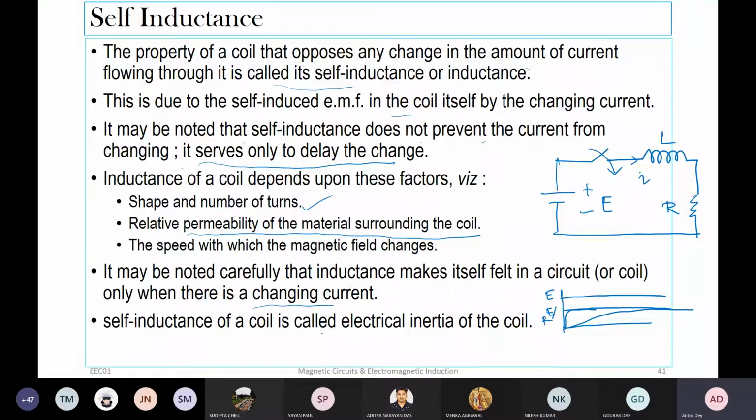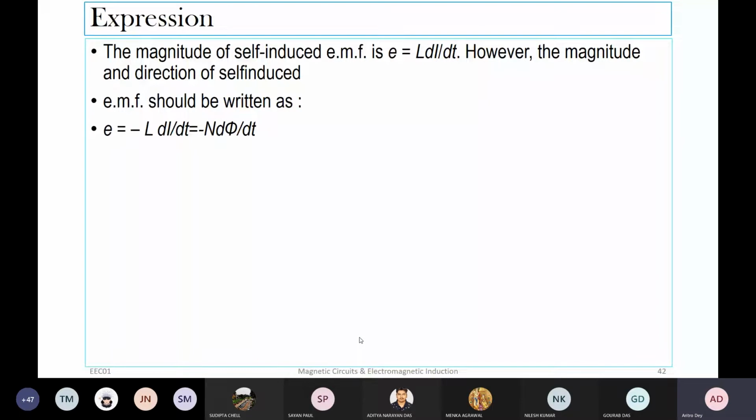Self-inductance of a coil is called the electrical inertia of the coil. As I told, we can compare it with the mass or moment of inertia of a mechanical system. So it is introducing inertia. That is why it is called the electrical inertia of the coil. Now let us come to the expression, how self-induced EMF is related to the inductance.